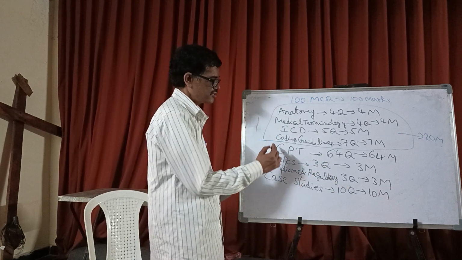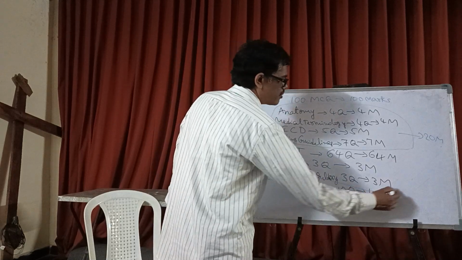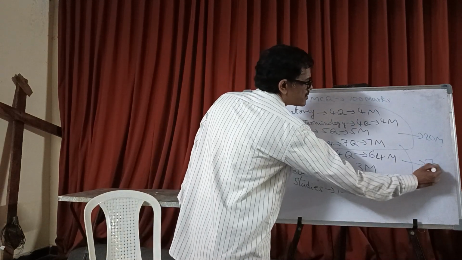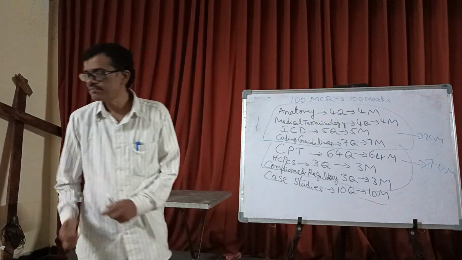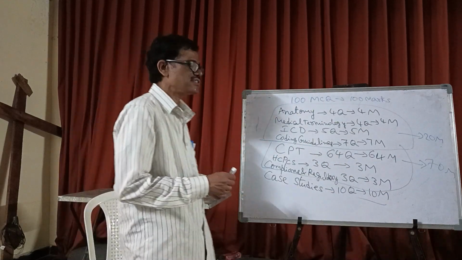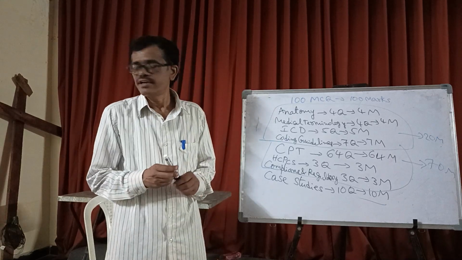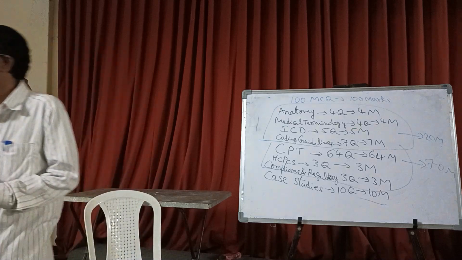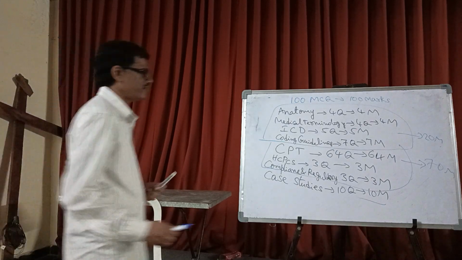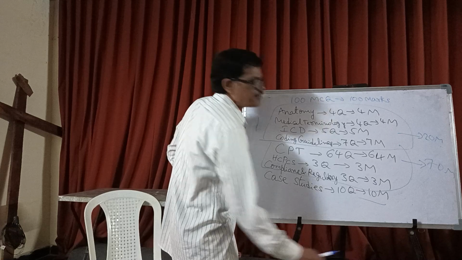70, is it not? 64 plus 3 plus 3, how many got? 70 marks. Now it is 90 plus 10, totally how many marks we have? 100 questions, 100 marks. We have got 100 questions, 100 marks here. So this is basically you got a syllabus.